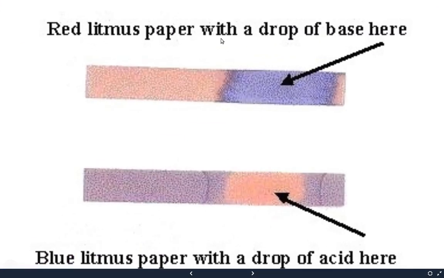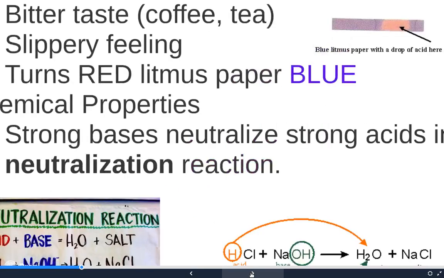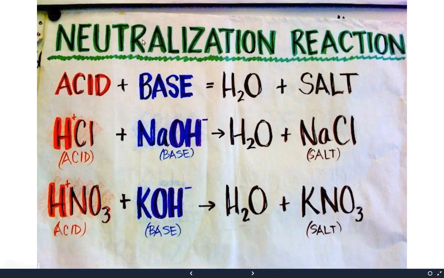I have a picture about that. So here, it turns red litmus paper blue, so it's a base. If it turned it red, it's an acid. So red to blue, base, blue base. Acid is red. And when we react an acid with a base, we form water and salt. This is a neutralization reaction. It's also a double replacement reaction.